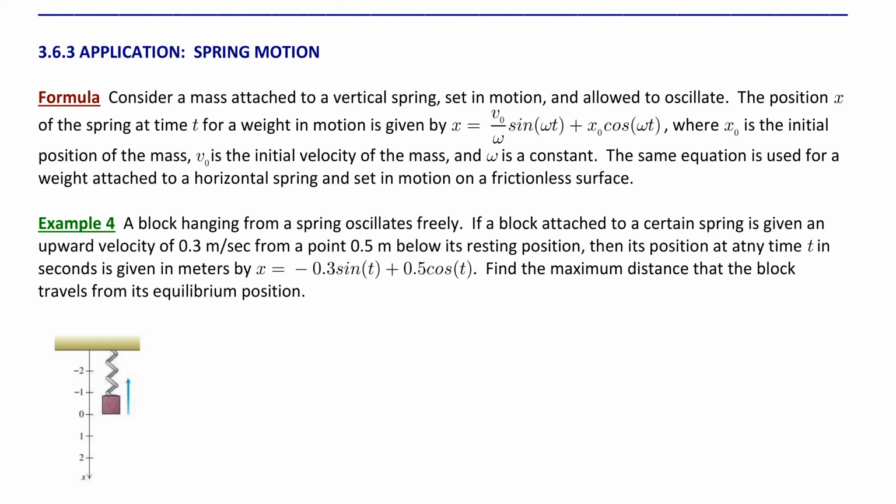In section 3.6.3, we'll examine a specific application regarding spring motion. This comes with a new formula. Consider a mass attached to a vertical spring, set in motion, and allowed to oscillate. Now, if you'd like to visualize this situation, you can look at this diagram that we have down here.